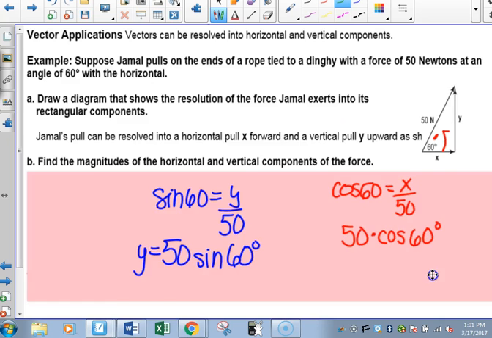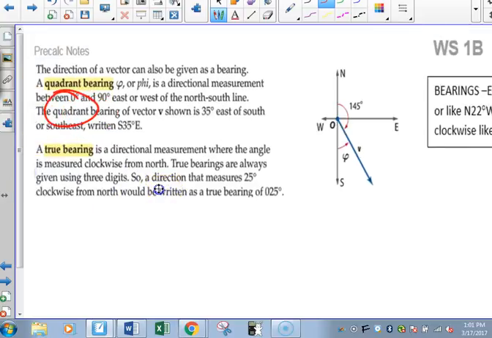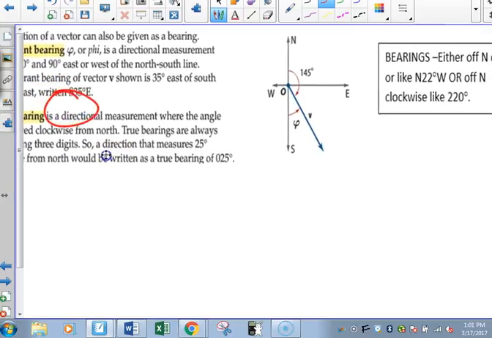All right, moving on to the back of the worksheet. Again, it goes through the bearings idea, okay? If you have something like this, this means off of south 35 towards the east. If they call it a directional bearing or a true bearing, did I just make that confusing? What was this one called? Yeah, that's quadrant bearing. Okay.